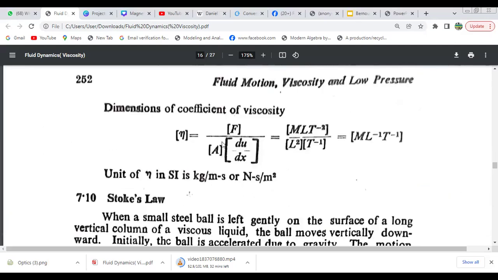Now the dimension can be found. Eta equals the dimension of F, divided by the dimension of area and the dimension of velocity gradient. So the dimension will be this.